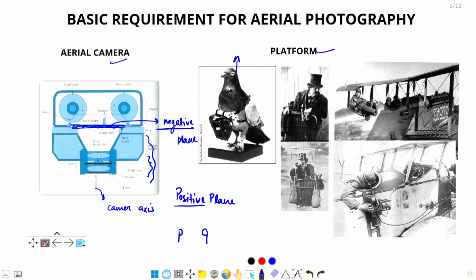After pigeons, hot air balloons were used. You can see here a man using something to watch the grounds. Then aircraft came into the picture, and then drones. Nowadays drones are used. Here also aircraft, but nowadays drones are also used for aerial photography. You have seen in several marriage parties that drone shots have been captured in marriages and small parties. So in this way drones are also used for aerial photography.